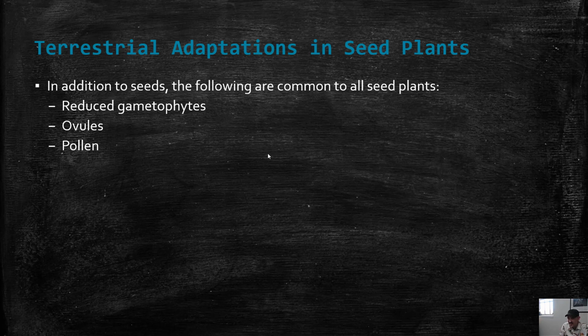Pollen is essentially a gametophyte, and ovules become seeds when they mature. But we're going to talk about these terms in a moment. These are terms that we should be familiar with.